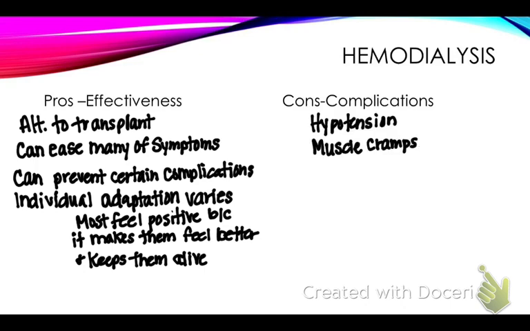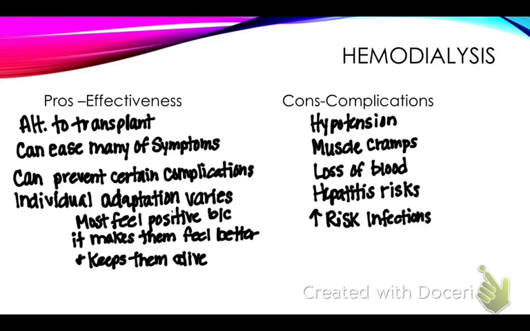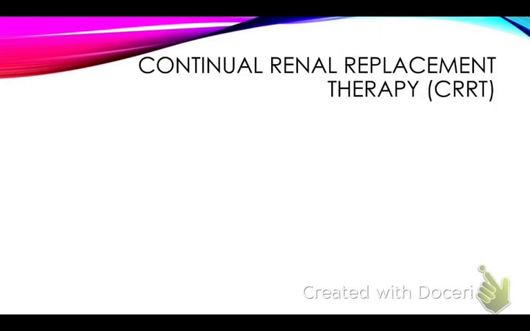But some cons or complications, you get the hypotension. And they can have muscle cramps during the procedure as well. Loss of blood again, because some of it stays in the dialyzer, some of it stays in the line, so they do have a little bit of loss of blood, which contributes to their anemia. And then there's hepatitis risk. We've gotten a lot better with that. It used to be a bigger prevalence of hepatitis, but a lot of the chemicals we use do get rid of the hepatitis. And then increased risk of infections as well is another complication of dialysis.